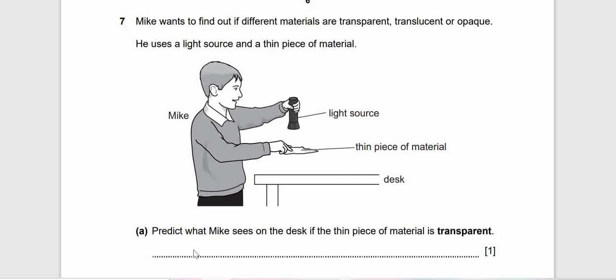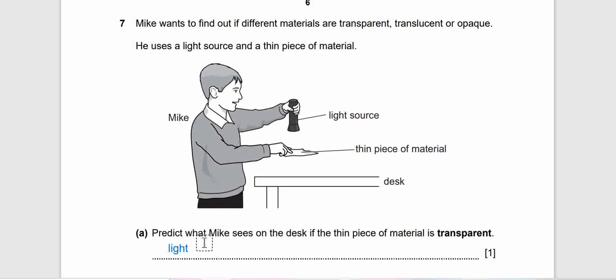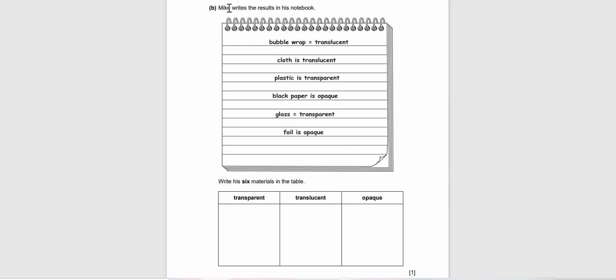Alright, let's open up the answer, guys. So Mike sees light on the desk if this is transparent. That will be the answer. Next, 7B. Question B, Mike writes the result in his notebook. Bubble wrap is translucent, cloth is translucent, plastic is transparent, black paper is opaque, glass is transparent, foil is opaque. Write his 6 materials in the table with the title transparent, translucent, and opaque.